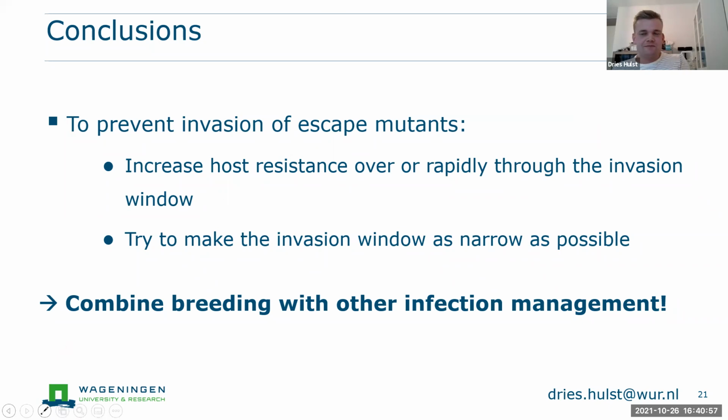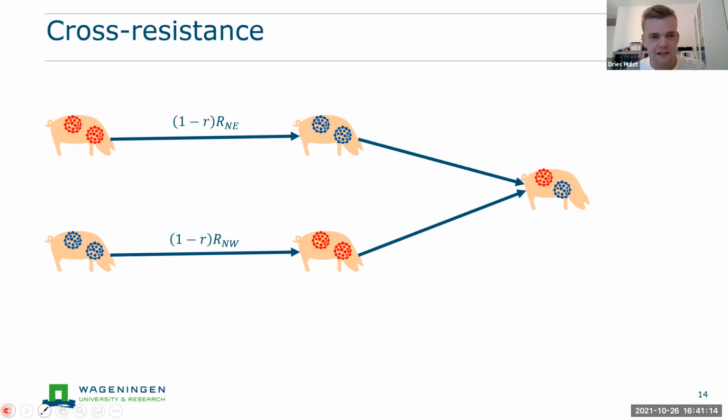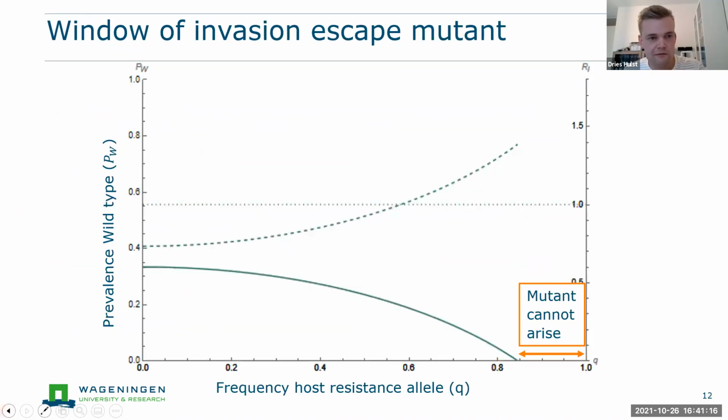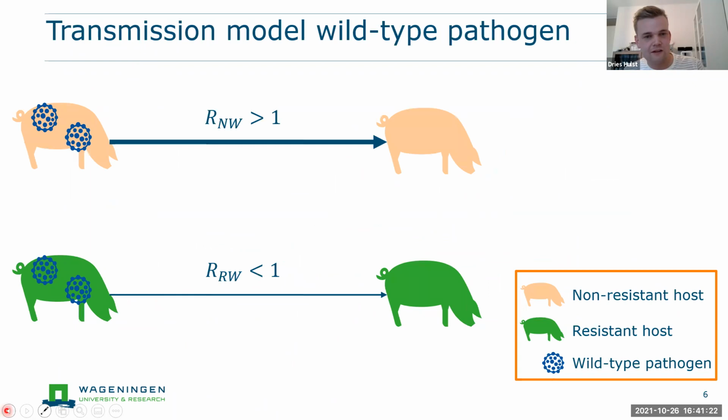No. So the only thing we assume is that there are only two host types, so animals are either non-resistant or resistant. But when they are resistant, that doesn't mean that they cannot get infected at all. So what we see in this figure, for instance, only means that the reproduction ratio in those resistant animals is lower, below 1, but they still can get infected.